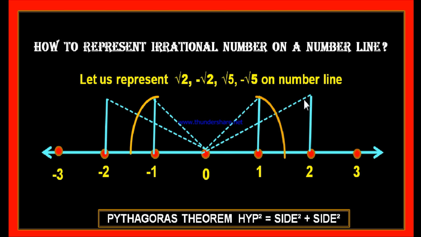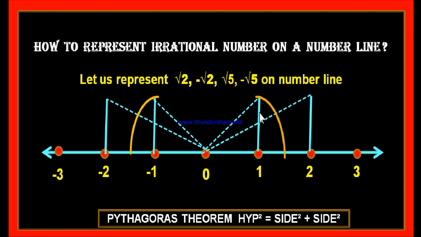Then the hypotenuse is the square root of side square plus side square. 2 square is 4, plus 1 square is 1. Therefore, it is root 5 units. Understood? The length of this hypotenuse is root 5 units.